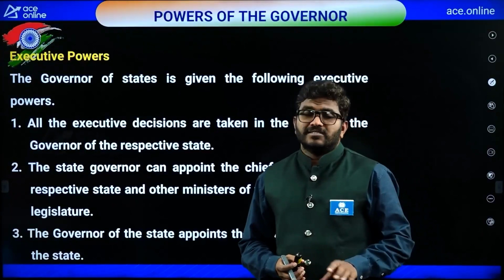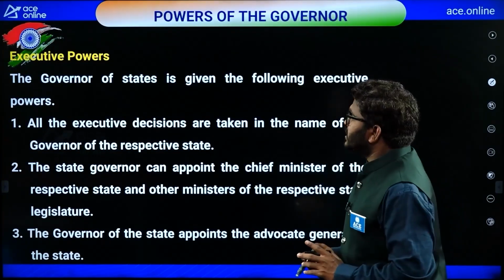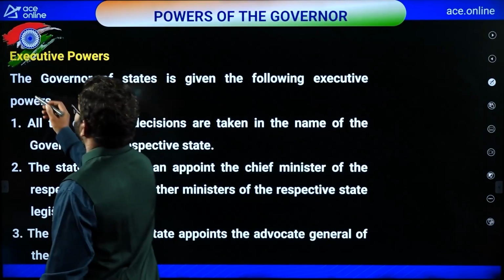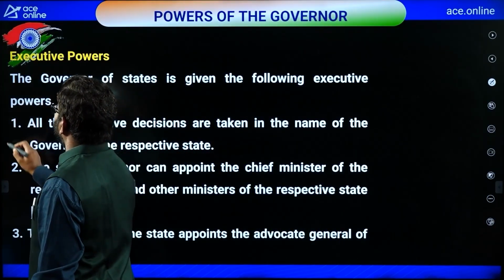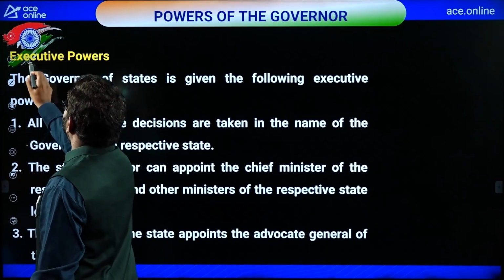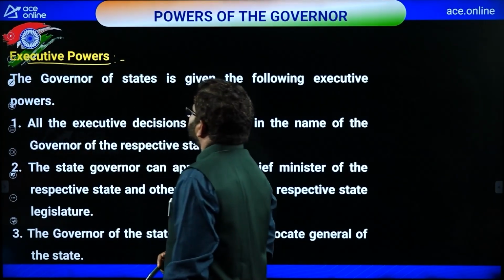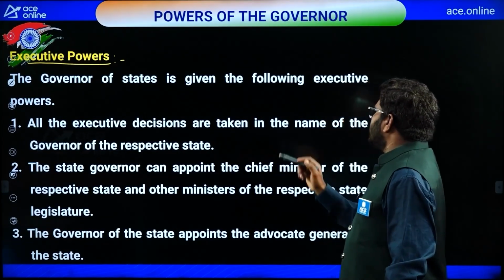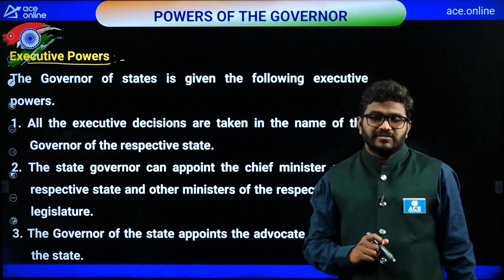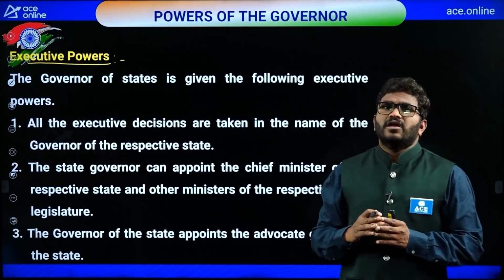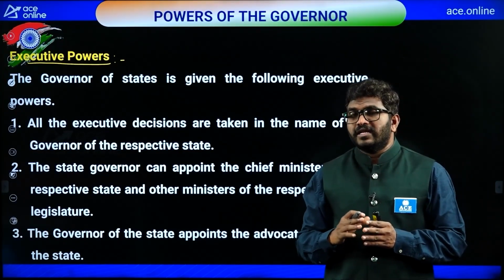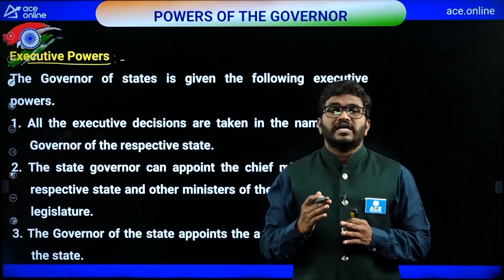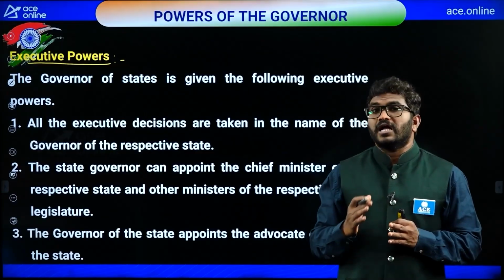Now I'll discuss the powers of the governor. So first, I'll explain the executive powers of the governor. First, all the executive decisions are taken in the name of the governor of the respective state. So at the central level, all the executive functions are taken in the name of the president. In the same way, at the state level, all the executive functions are taken in the name of the governor.